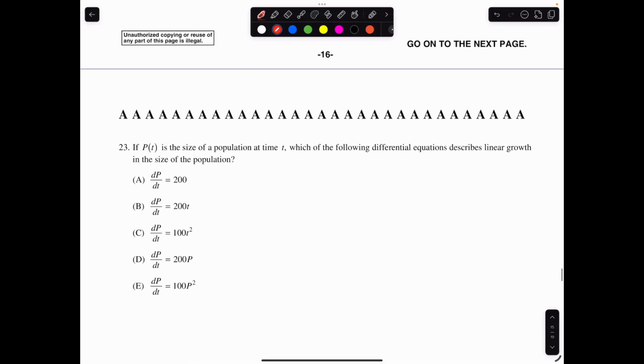All right. P is the size of the population, linear growth. So when you have linear growth, your differential, your d-something, is going to be equal to a constant. So the answer is A. We're dealing with linear growth. So let's say we have y equals 2x. This is a linear line. Right, dy/dx is equal to the constant 2. That's what it means for linear growth.